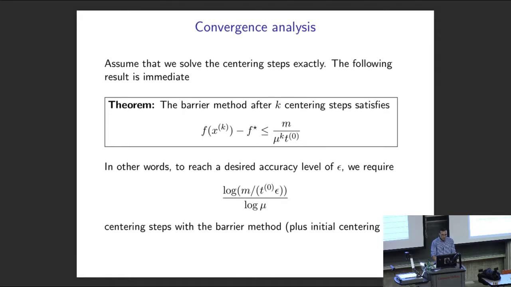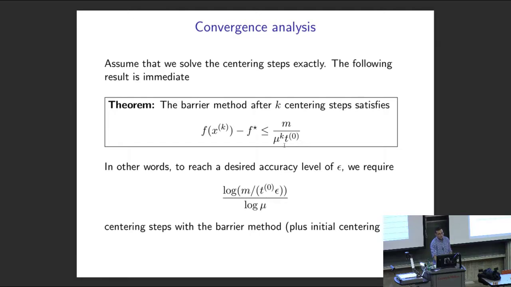Then the duality gap after k iterations is m over t. And what is t after k iterations? It's mu to the k times t0. So what's the suboptimality gap after k iterations? It's m over mu to the k times t0. And that means that if I want to reach an accuracy level of epsilon, I'm going to need something like log of 1 over epsilon centering steps.